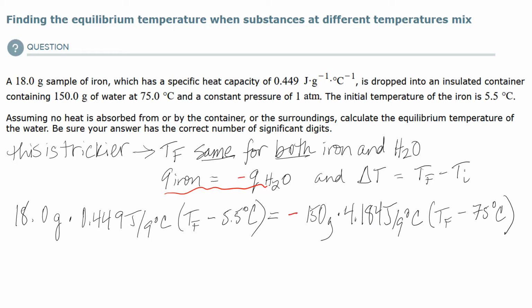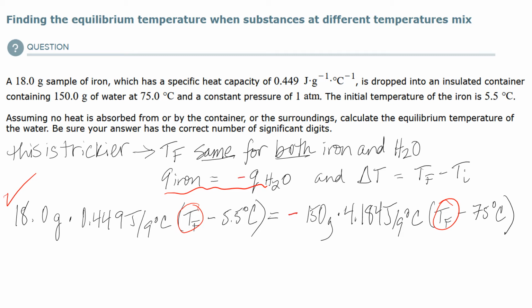So what do I mean by setting up both equations simultaneously? Well, over here on the left, we have the Q of the iron. And we know that it's 18 grams, that is our mass, and 0.449 is our specific heat. TF here is what we're going to ultimately be solving for, and T initial for iron we know is 5.5 degrees centigrade. This is going to equal the negative of the mass of water times the specific heat of water. Again, we have the temperature final and our temperature initial, 75 degrees centigrade.